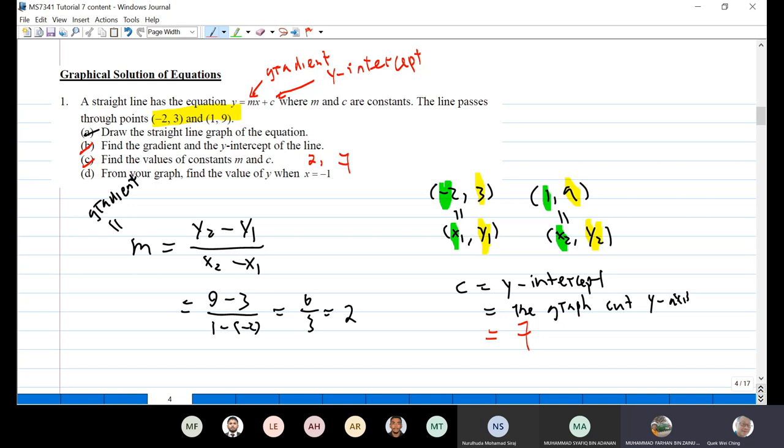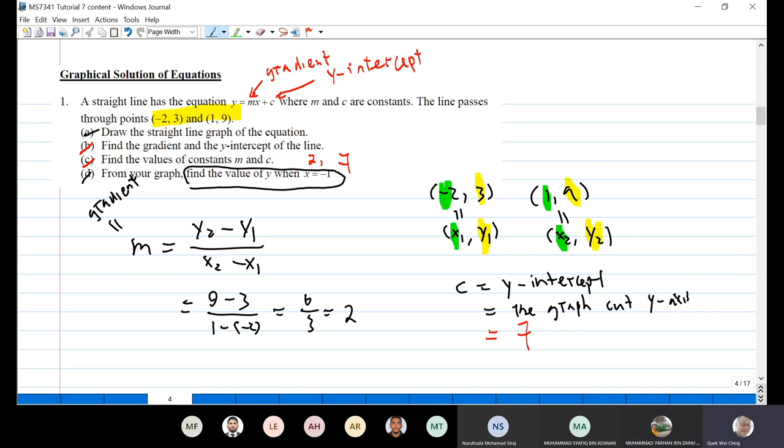Right? You actually calculate that. Just another name. The number has a name. M is called gradient. And C is a y-intercept. And finally, based on your graph, find the value of y when x equal to minus 1. What is the value of y?